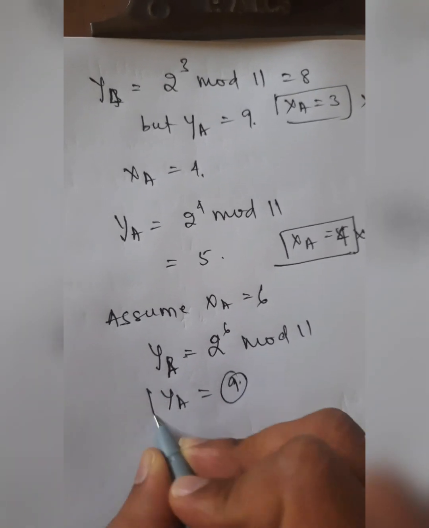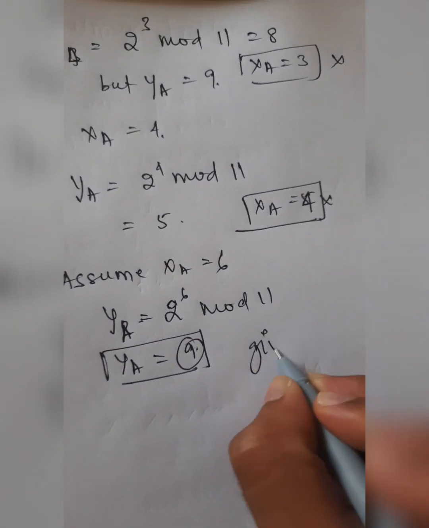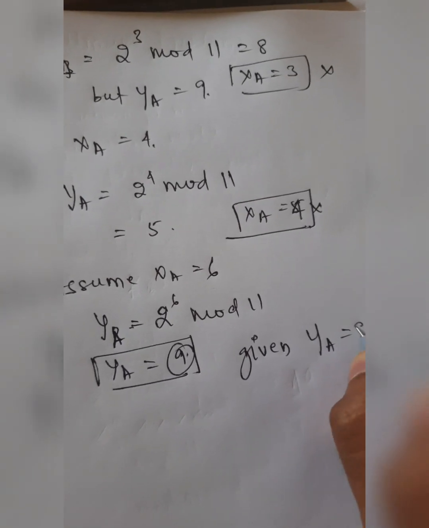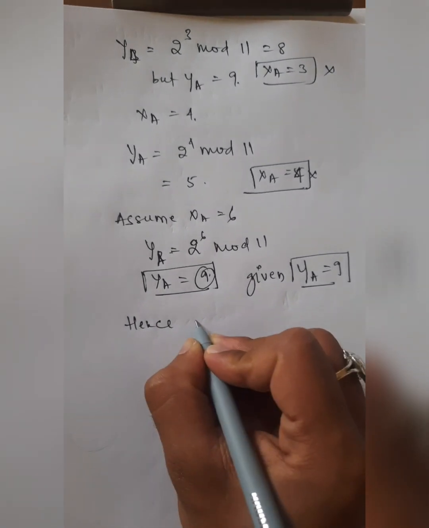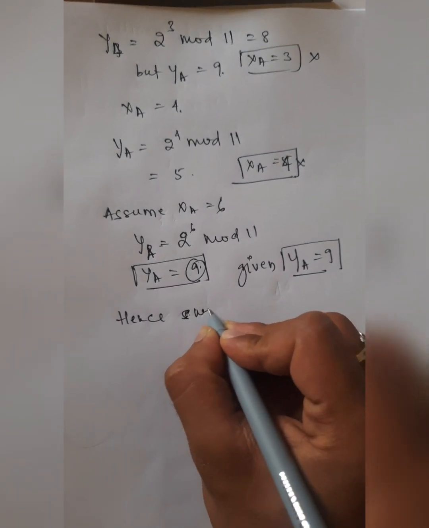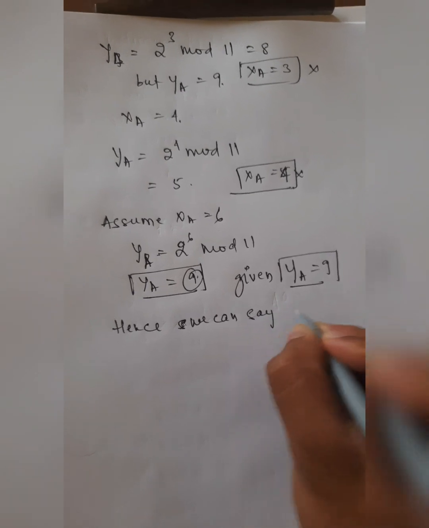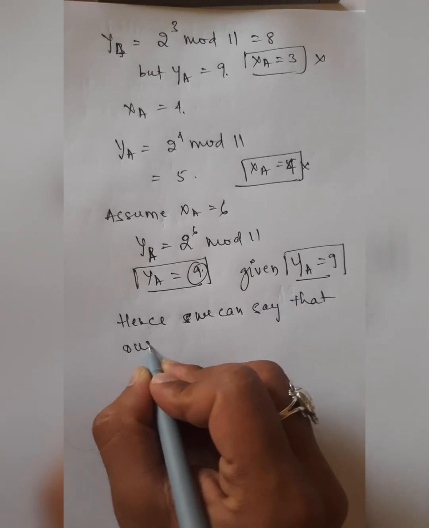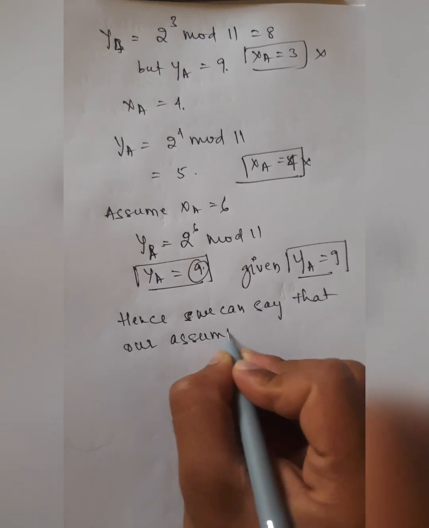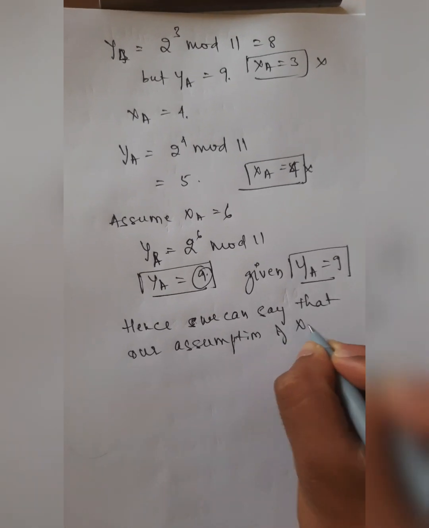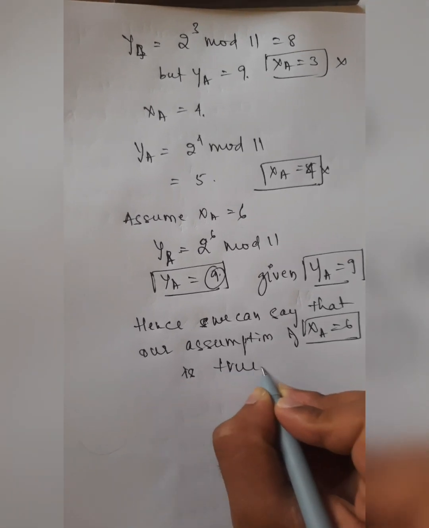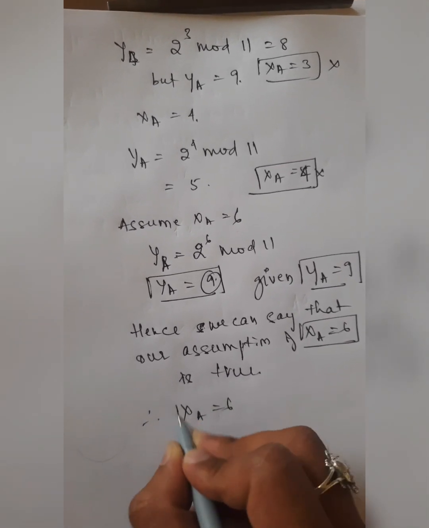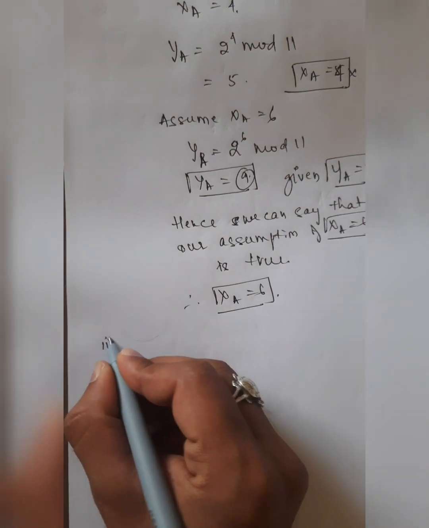So ya is 9. What they have given also is ya equal to 9. Hence what can we say? Hence we can say that our assumption of xa is equal to 6 is true. Therefore xa is equal to 6. Did we get our second point? Done. Enough.